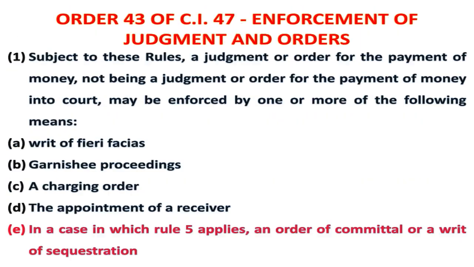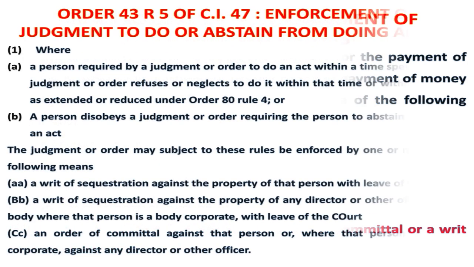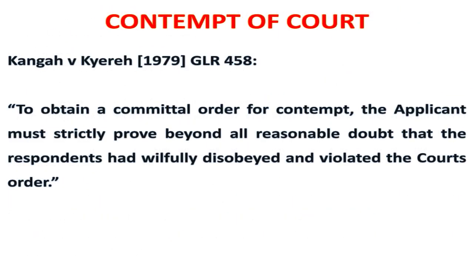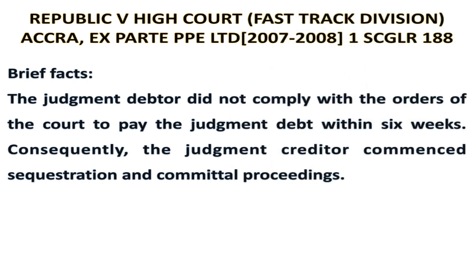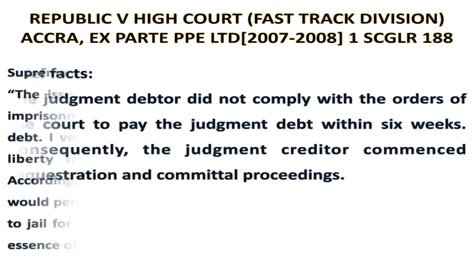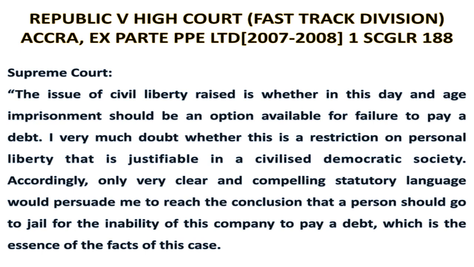So this case has made significant inroads into Order 43 Rule 1E of CI 47, because Order 43 Rule 1E of CI 47 was supposed to allow people to be imprisoned when they fail to pay debt within a specified time. But remember the case of Republic vs. High Courts, Fast Track Division, Accra, ex parte PPE Limited, that in this day and age, that will not be a restriction that will be justified in a civilized democracy.